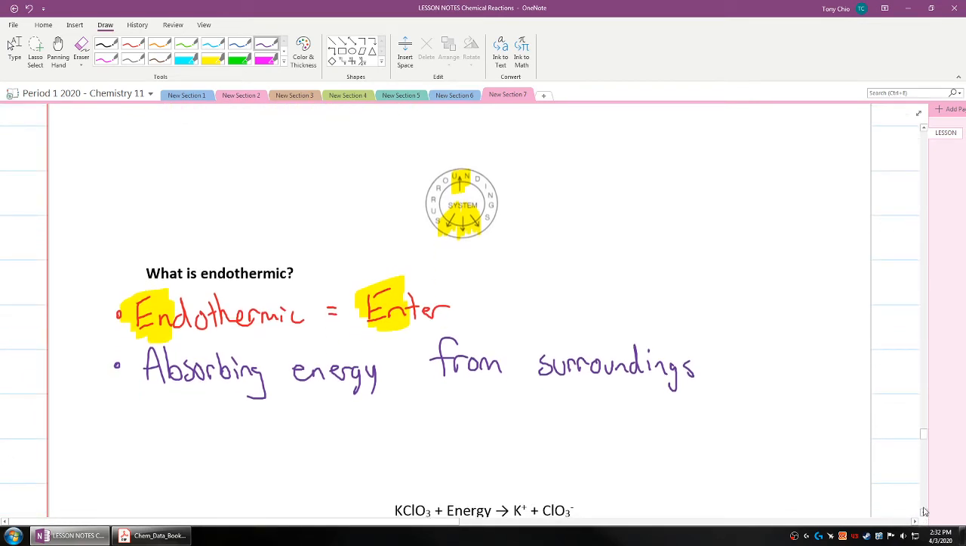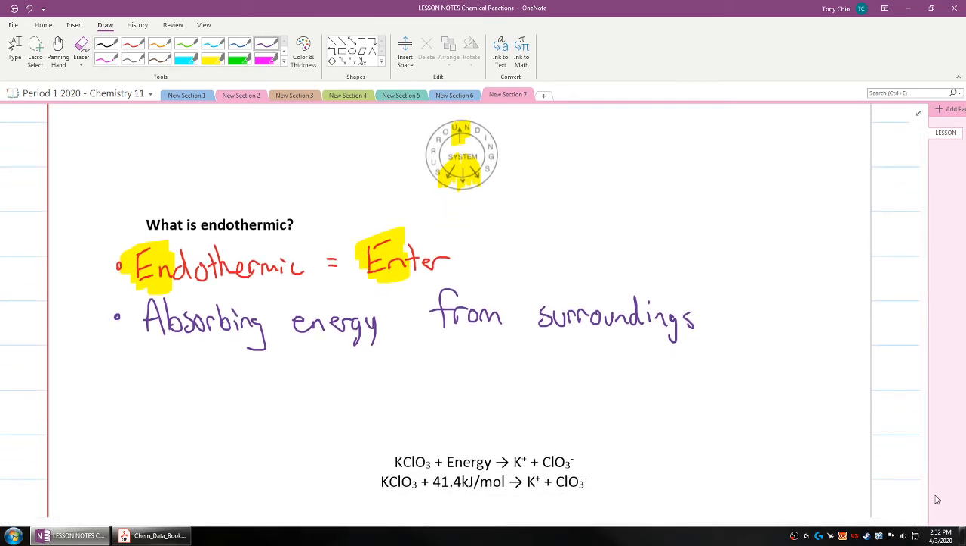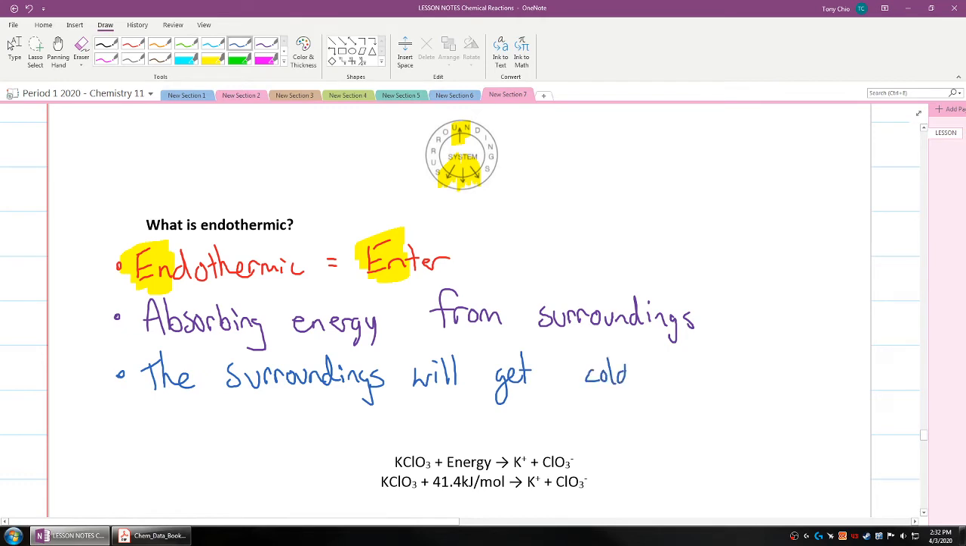When this occurs, though, what's going to happen? Well, you might think because it's absorbing energy, the object should get hot. The system will get hot, but that's actually not the case. What you're feeling is the surroundings. So when this occurs, the surroundings, whatever you're working around, will get cold. An example of this would be an ice pack. When you hold an ice pack, the reason why it feels cold is because your hand is the surroundings, and it's absorbing the energy from your hand into the ice pack, and thus your hand gets cold.